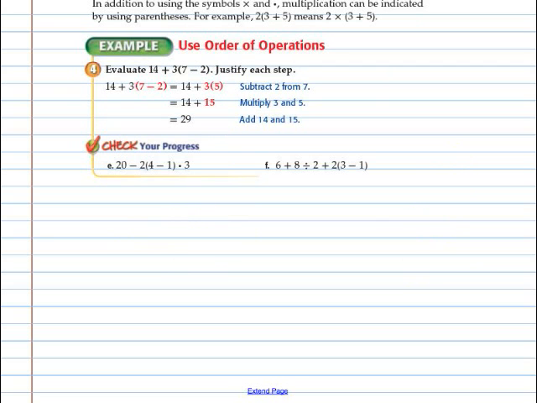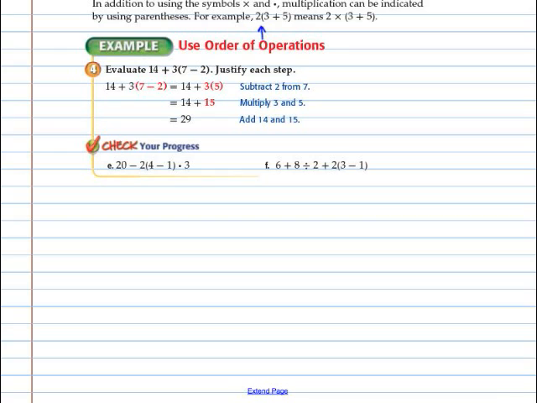In addition to using the x and the raised dot, multiplication can be indicated by using parentheses. For example, 2 in front of the 3 plus 5 within the parentheses means that you're going to add the 3 plus 5 and then multiply by 2. You've got an understood multiplication right here. It's actually a very efficient way of writing it.